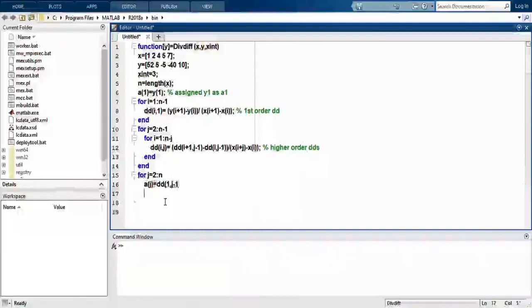Because your columns are reduced. If you are having 5 points, then your columns will be x column, y column, and then up to 4th order. So 5 means 4th order, up to 4th order means n minus 1. So j minus 1, that depicts this step. Okay, and this is all about the step number 2.